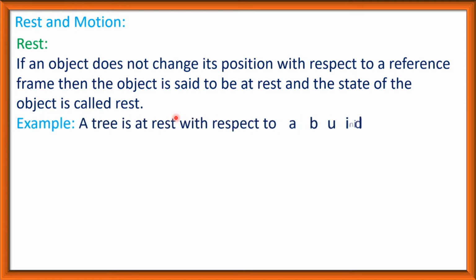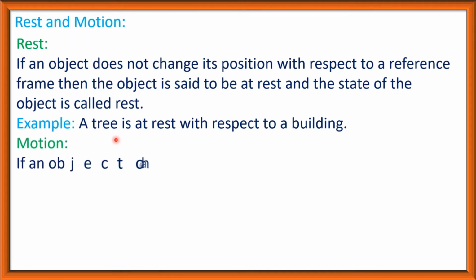Example: a tree is at rest with respect to a building. If you consider a tree beside a building, then the position of the tree will not change with time. That is, from the building, the position of the tree will not change. So the tree is at rest with respect to a building. Also, the tree is at rest with respect to a lamp post. A tree is at rest with respect to another tree, etc.